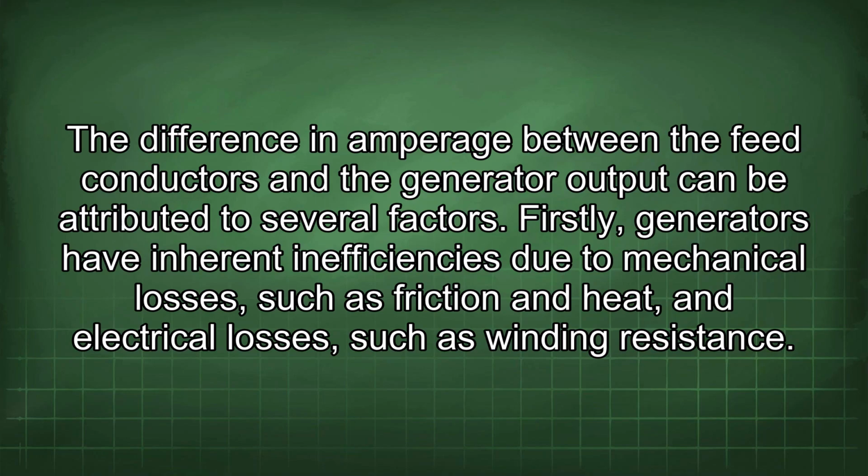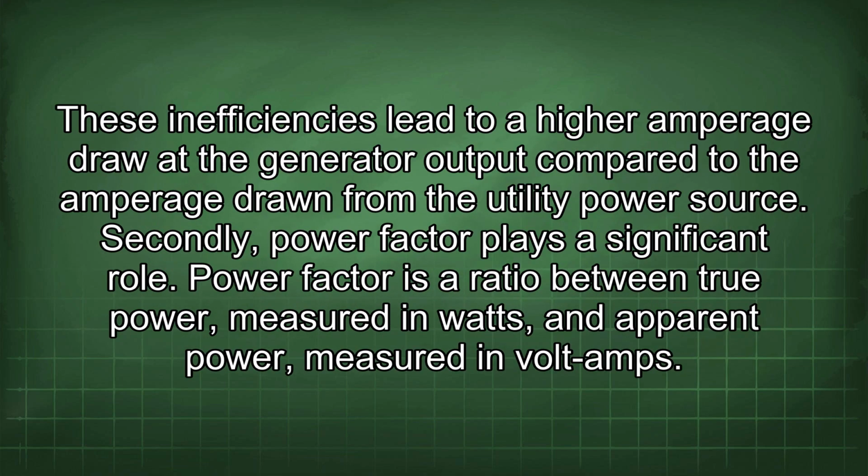The difference in amperage between the feed conductors and the generator output can be attributed to several factors. Firstly, generators have inherent inefficiencies due to mechanical losses, such as friction and heat, and electrical losses, such as winding resistance. These inefficiencies lead to a higher amperage draw at the generator output compared to the amperage drawn from the utility power source. Secondly, power factor plays a significant role.